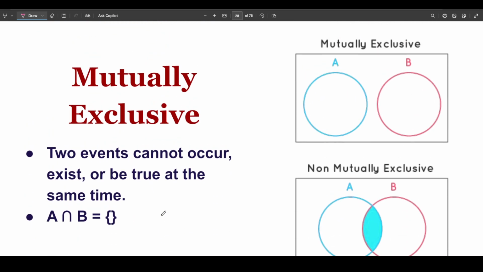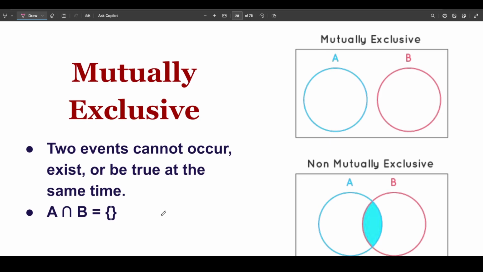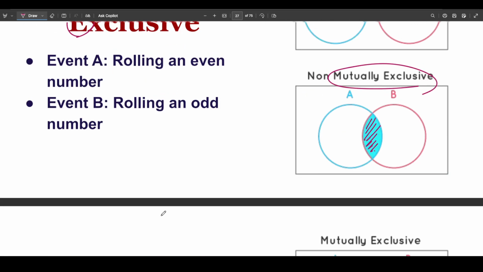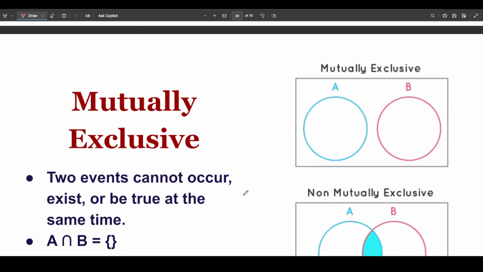So think about it. Can you consider two events that are mutually exclusive? Here I have an example: rolling an even number and rolling an odd number. These two events cannot happen at the same time. So the probability of having an even number and an odd number at the same time is 0. In rolling a die once, you cannot have both.